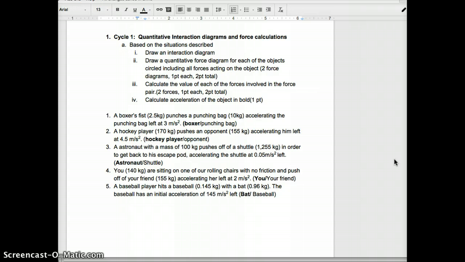So for every push, there's a push in the opposite direction. That's the idea of third law here, is that every force has an equal and opposite reaction force. So once we have that force, we can calculate acceleration.